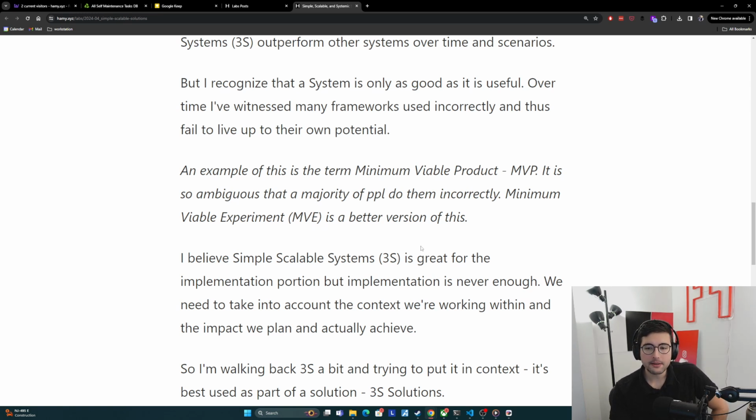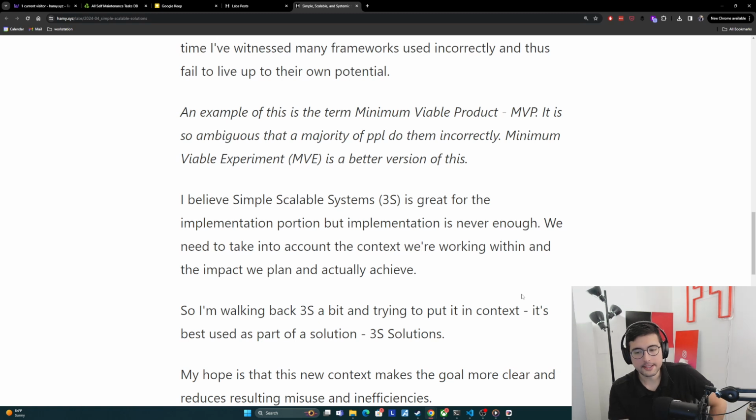Now, I believe simple scalable systems is great for the implementation portion, but implementation is never enough. We need to take into account the context we're working within and the impact we plan and actually achieve. So I'm walking back 3S a bit and trying to put it in context. It's best used as part of a solution. 3S solutions, because a system by itself doesn't actually solve anything and therefore is not actually that useful. It needs to be a 3S solution. It needs to actually solve something. My hope is that this new context makes the goal more clear and reduces resulting misuse and inefficiency.